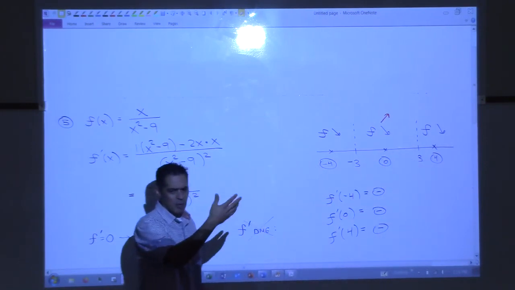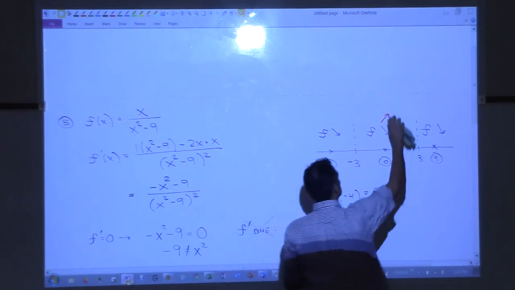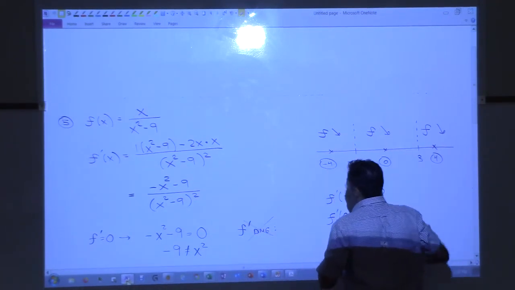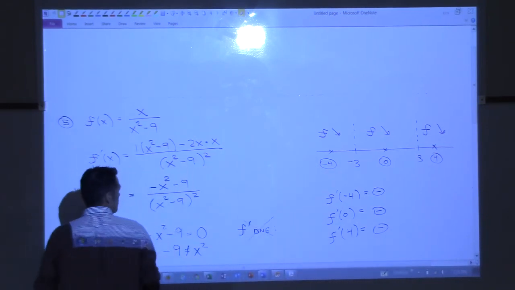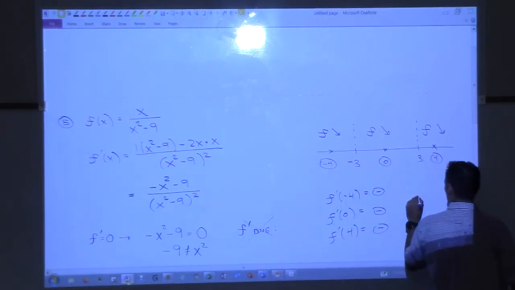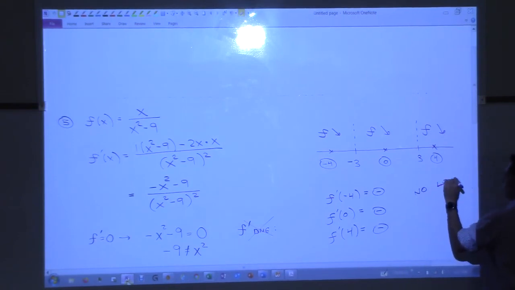And we'll see this when we look at the graph. So just be careful with that. All right, so no local max, no local min, right? No local max, no local min. So I'm just going to put over here no locals, no locos. Let's just put no locos. That just seems fun.